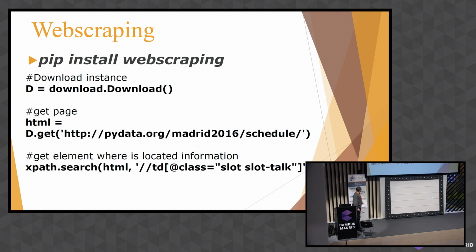And the main steps that we have are, first, generate a download instance. Later, we use this instance for making the request. And finally, with the search method, we can use xpath expressions for obtaining the information that we want. In this case, we want to extract the tools of the agenda through the attribute class, indicating what is the name of the attribute.